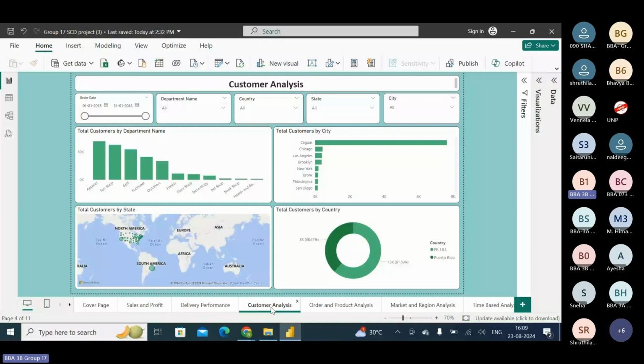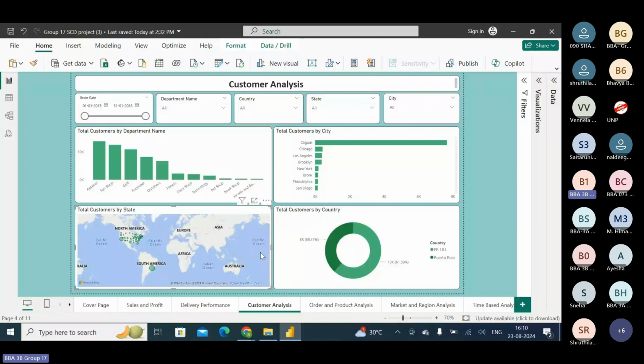In the first chart, we can see that the highest number of customers is in apparel, followed by fan shop and golf. And in the second chart, the city with the highest number of customers is Caguas, with a significant lead over cities like Chicago and Los Angeles. In the third chart, the map visualization shows a concentration of customers in certain states across the United States, with larger circles indicating higher customer counts. There seems to be a noticeable presence of customers in states along the East Coast and some in the Midwest.